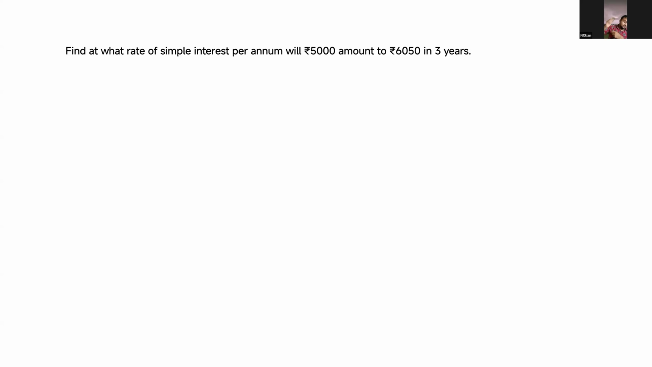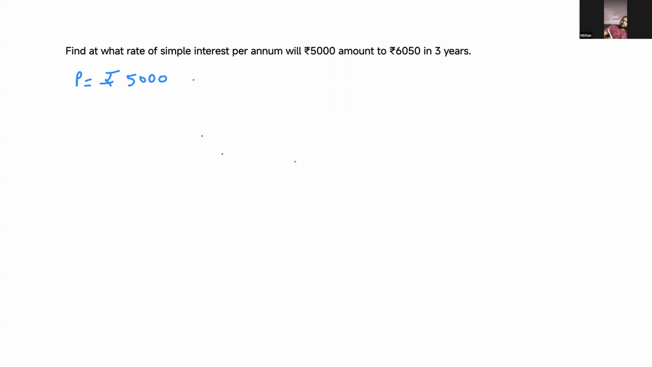So now we will do a new type of question. Find at what rate of interest, like we have to find R. Now don't do it, I will do it. Find the rate of simple interest per annum if 5,000 amounts to 6,050 in 3 years. It means the amount lent was 5,000, and it becomes 6,050 rupees in 3 years. So we have to find the rate of interest. First of all, we will mention what is given to us. Principal is given, which is 5,000.